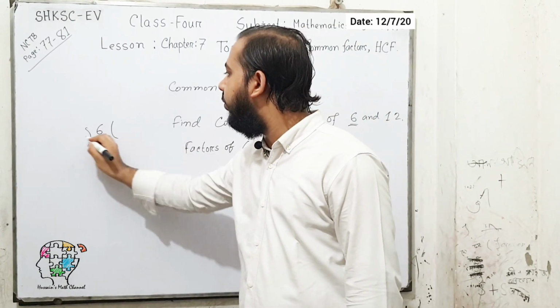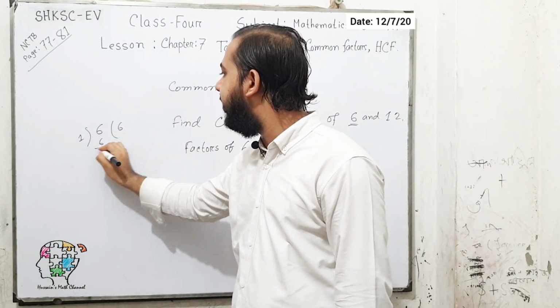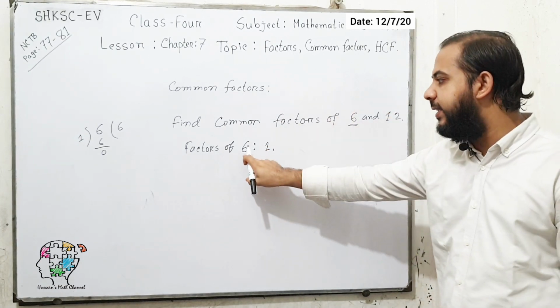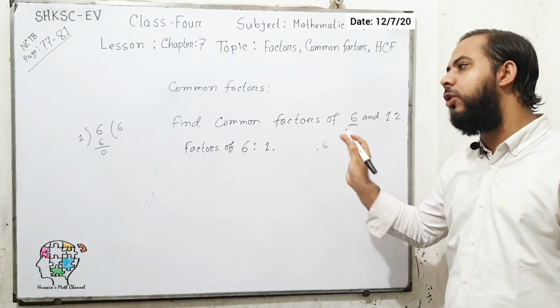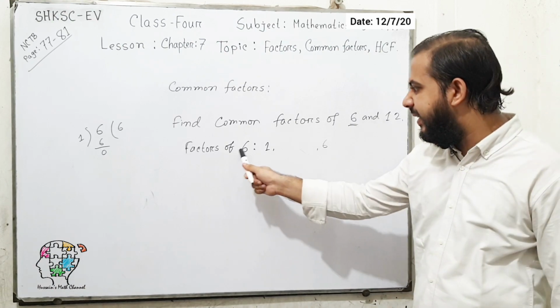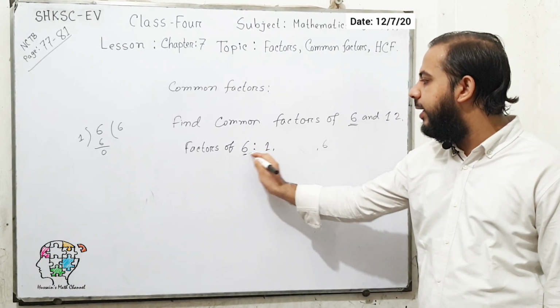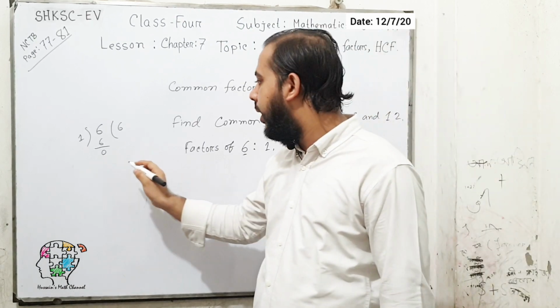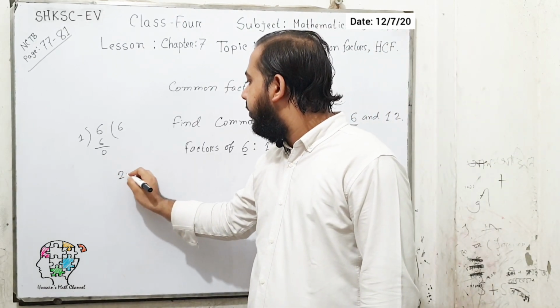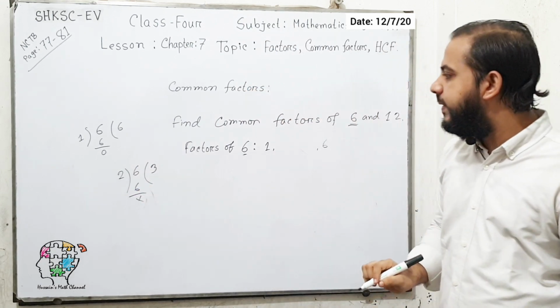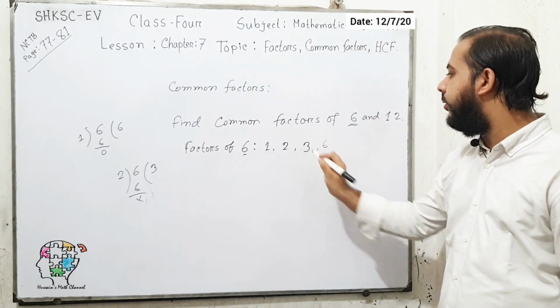6 can be divided by 1. So 1 sixes are 6. You remember 1 is the factor of all numbers and the number itself is also a factor. 1 and 6. And then if you divide 6 by 2, 2 3s are 6. So 2 and 3 are also factors.